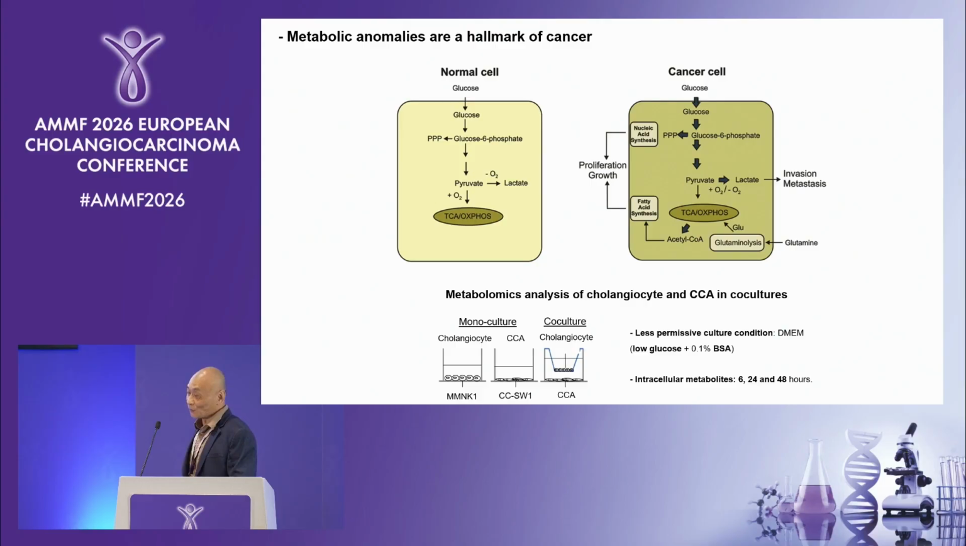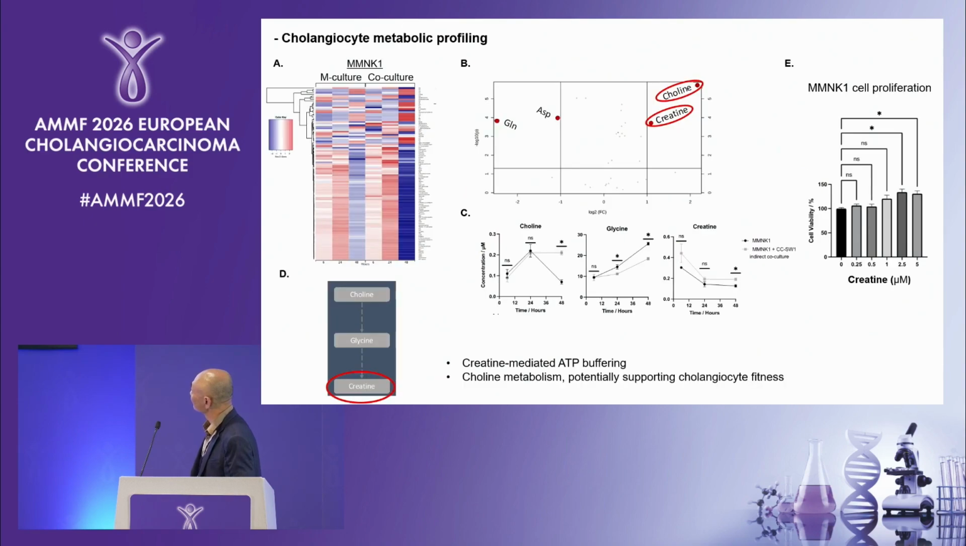To investigate the metabolic role in regulating the cholangiocyte and cholangiocarcinoma interaction at early stages, we used the co-culture. We prepared the cells and harvested cell samples at 3 different time points. This helps us catch the metabolic shift over time. We observed that the co-cultures of cholangiocytes and cholangiocarcinoma cells had completely different metabolic profiles. Compared to monocultures, we found an increase in choline and creatine production in the cholangiocyte co-culture.